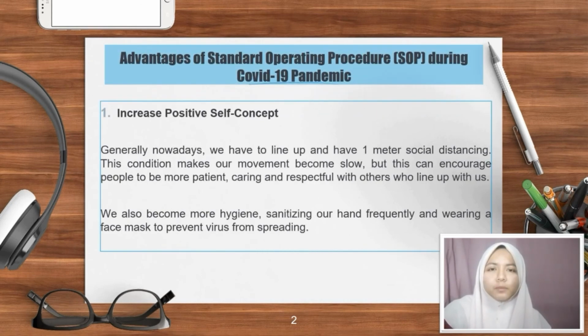First, increased positive self-concept. Generally nowadays, we have to line up and keep 1 meter social distancing. This condition makes our movement slow, but it can encourage people to be more patient, caring and respectful with others who line up with us. We also become more hygienic, sanitizing our hands frequently and wearing a face mask to prevent the virus from spreading.